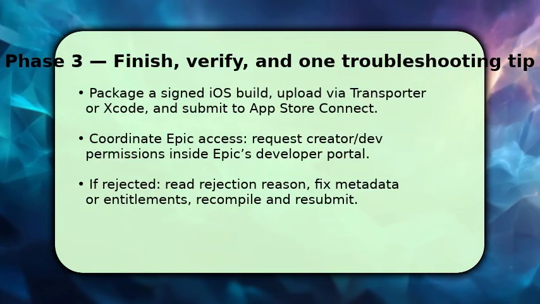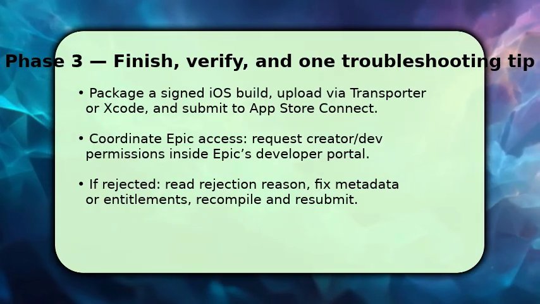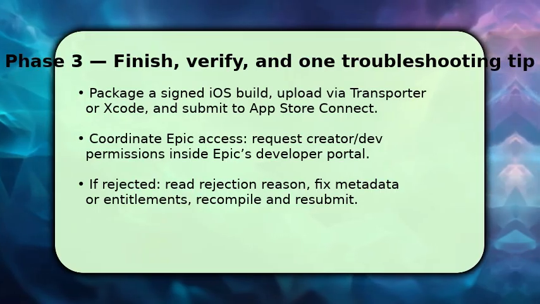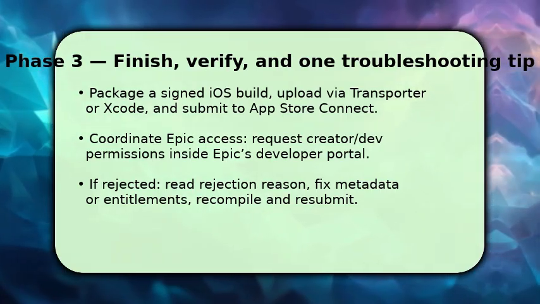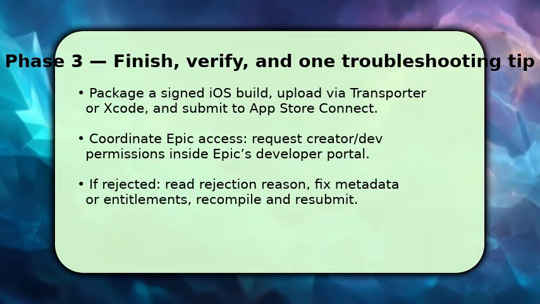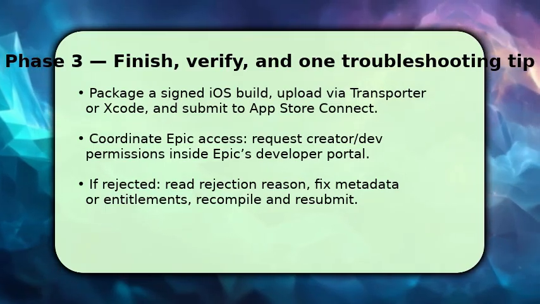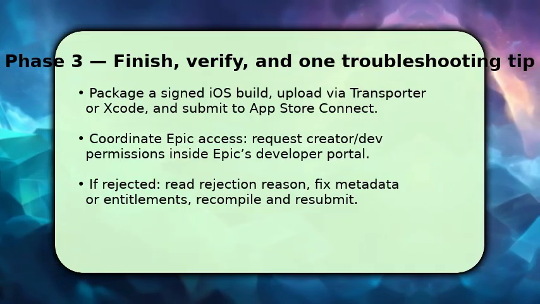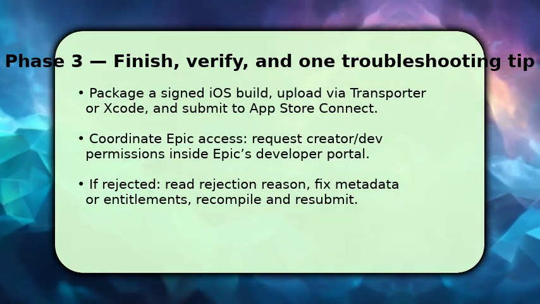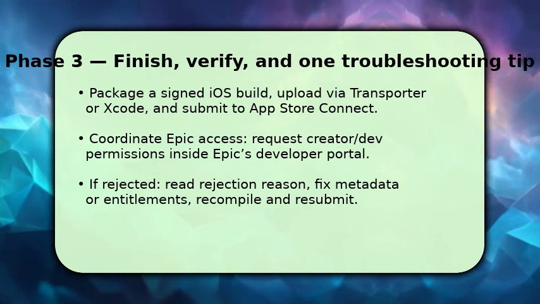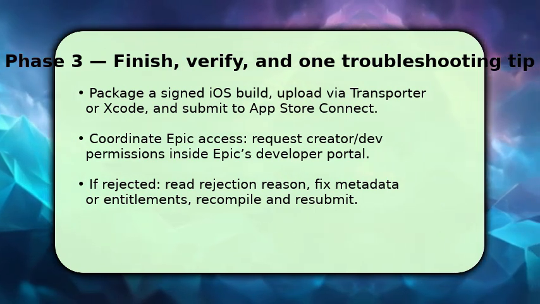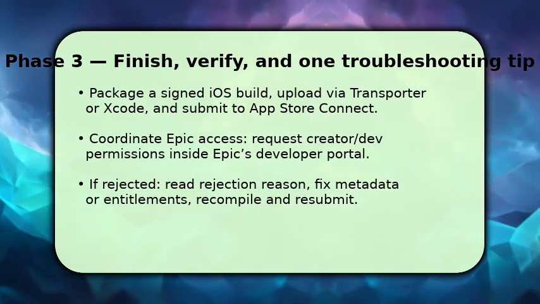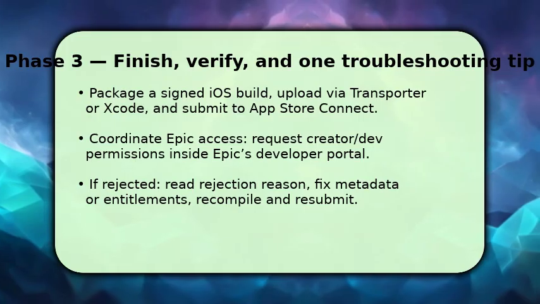Archive and export an iOS build signed with your distribution certificate. Upload it via Xcode or Transporter to App Store Connect. While Apple reviews, request any required Epic access or creator permissions in Epic's developer portal so your content can link to Fortnite services. If Apple rejects the submission, read the rejection note carefully, correct bundle ID, entitlements, or metadata, then rebuild and resubmit. If Epic access stalls, follow up with their developer support using your registered account.